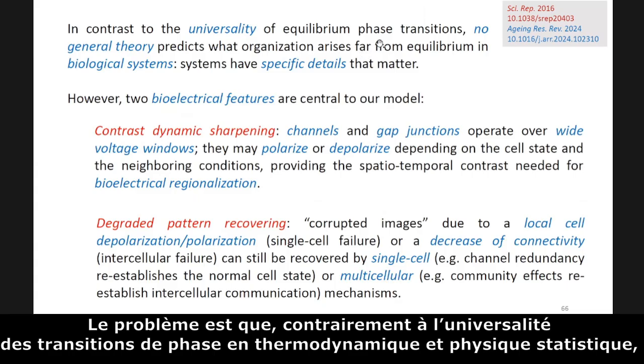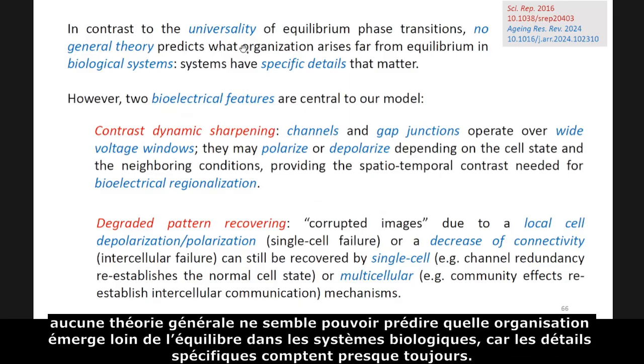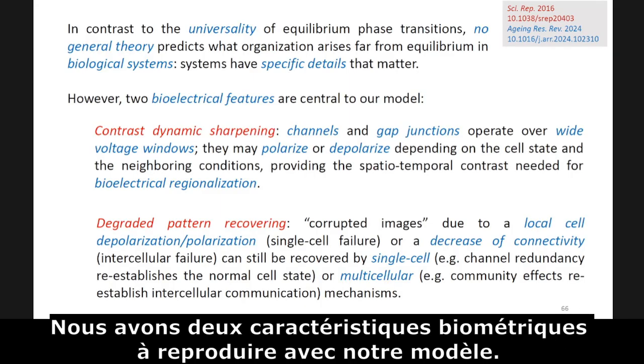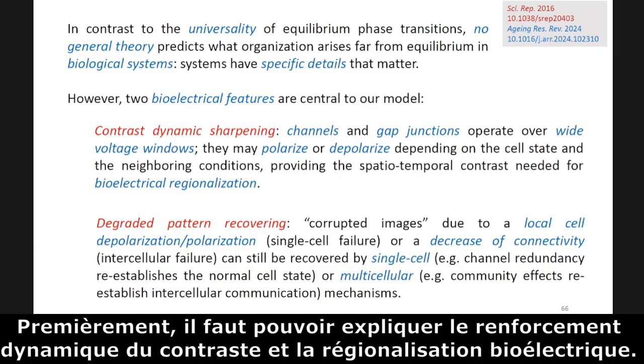universality of phase transitions in thermodynamics and statistical physics, no general theory seems to be able to predict which organization arises far from equilibrium in biological systems, because specific details matter almost always. Here we have two bioelectrical features in mind which should be reproduced by our model. We have insisted on this feature.